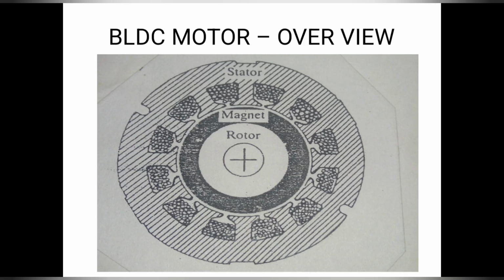This is an overview of the BLDC motor, a cut sectional view we can call it otherwise. The outermost part is the stator, which has the stator slots and the tooth, and inside we have a rotor which has a permanent magnet. This is the simplest view of a BLDC motor cross section.